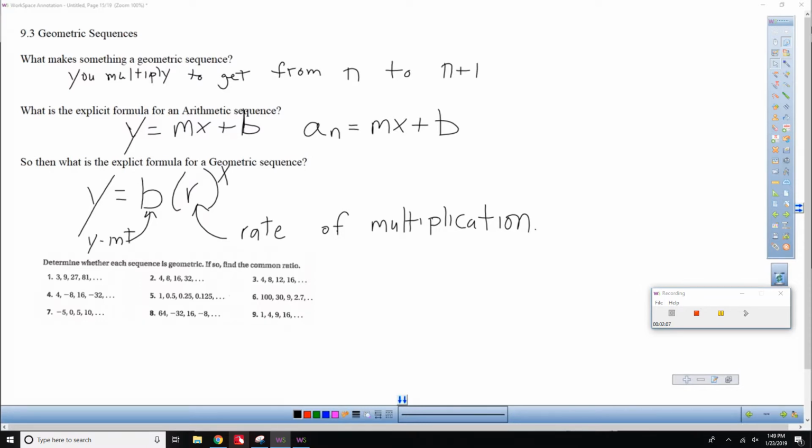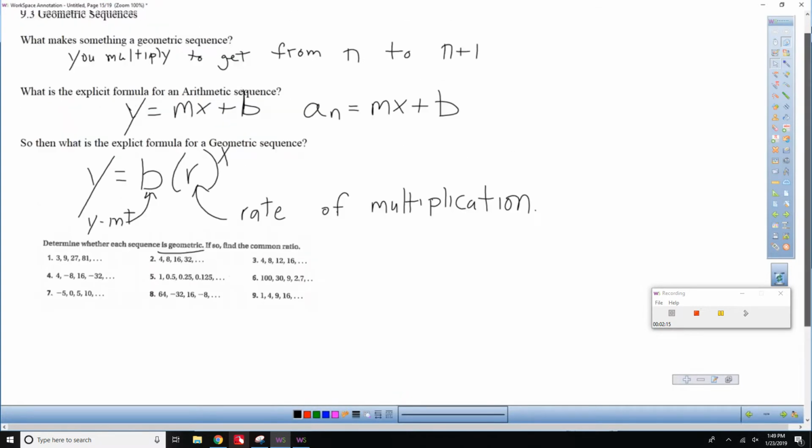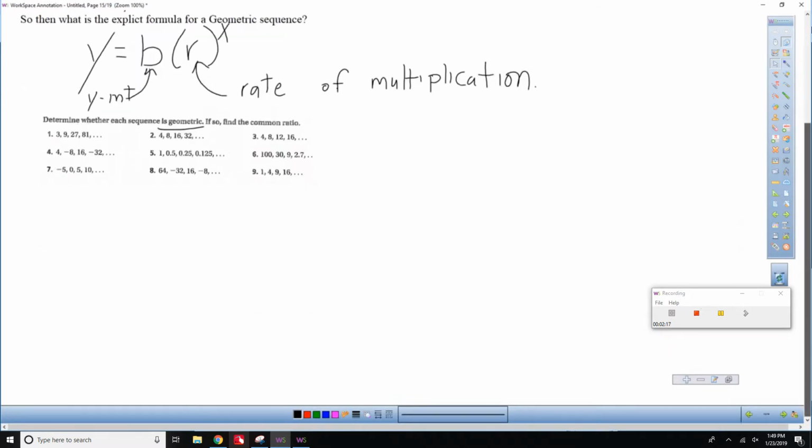Okay, so we're going to do a couple of these. I'm about ready to magically circle one of these. Let's see which one we're going to do first. We're going to do number 2, it looks like. Oh, no. Okay, determine if they're geometric, then find the ratio. Okay. So, we're going to do number 1, it looks like.